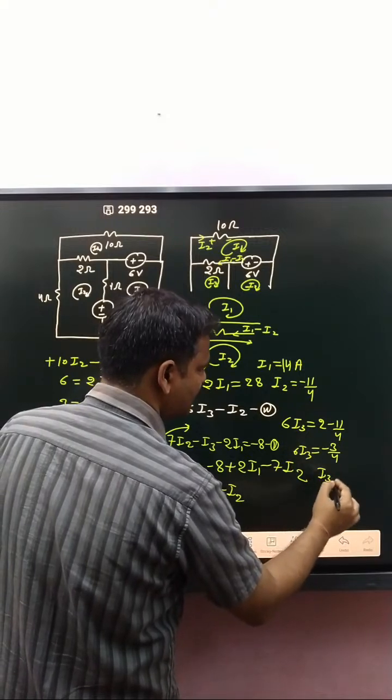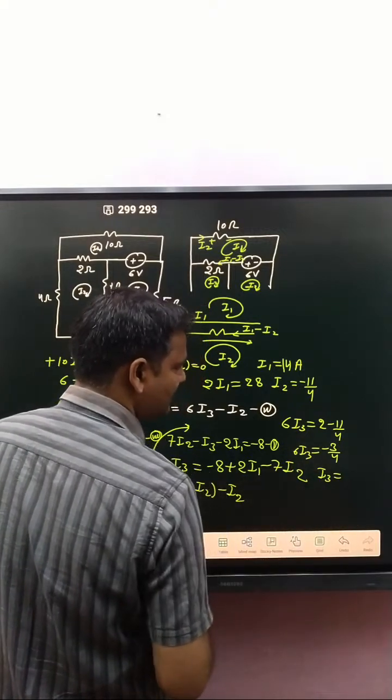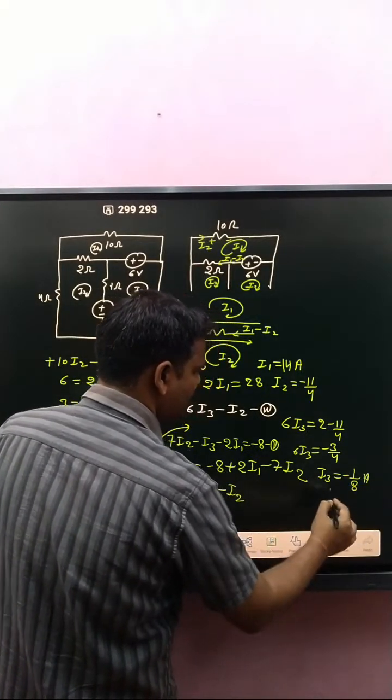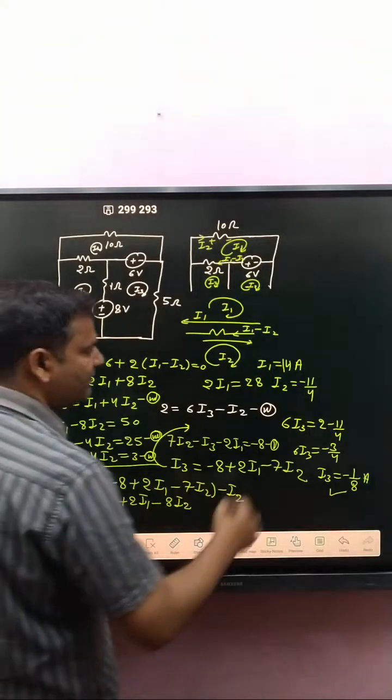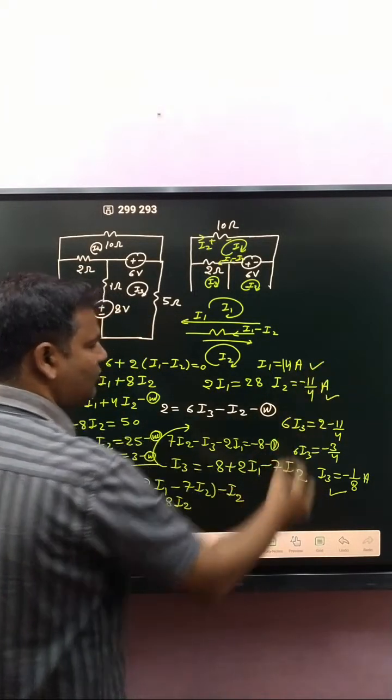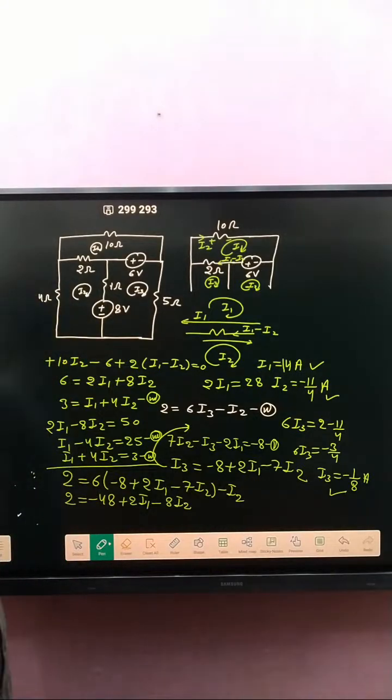So I3 is how much? Minus 1 by 8 ampere. Okay. So I3 is minus 1 by 8 ampere, I2 is minus 11 by 4 ampere, and I1 is how much? 14 ampere. Okay.